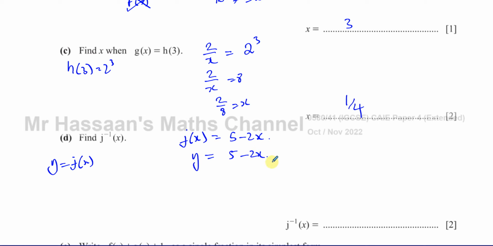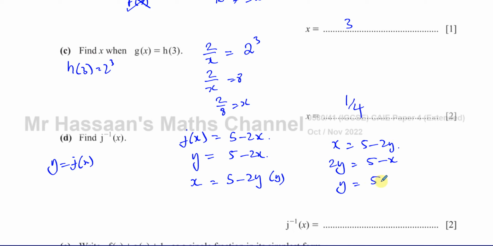And then what you do is, wherever you see y, you call it x. Wherever you see x, you call it y. And then I simply rearrange this equation to make y the subject. So if I start with x equals 5 minus 2y, and I want to make y the subject, I can add 2y to both sides and subtract x from both sides. Make the x term positive, and then divide both sides by 2. 5 minus x over 2. That is the inverse function, 5 minus x over 2.